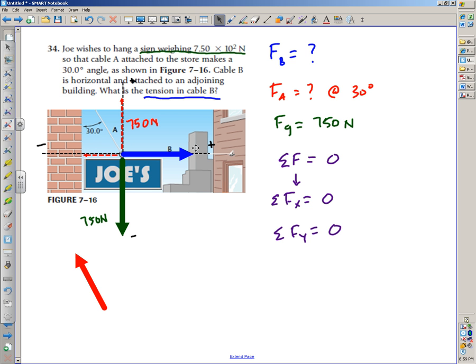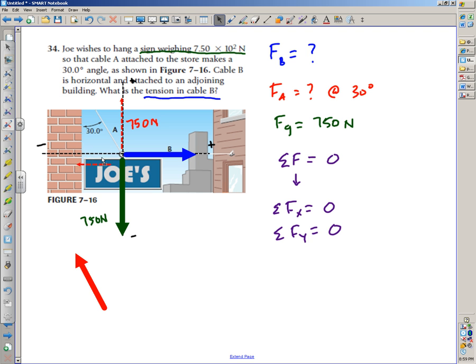If we then look at the x-axis, there's only two forces on the x-axis. There's cable B, which is what we're looking for, and the horizontal component of cable A. If those are the only two forces, and as we see in the drawing, they point in opposite directions, they have to be equal to one another. That's what equilibrium on the x-axis means, which is one of the conditions to have equilibrium total.